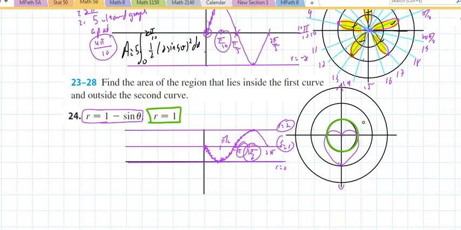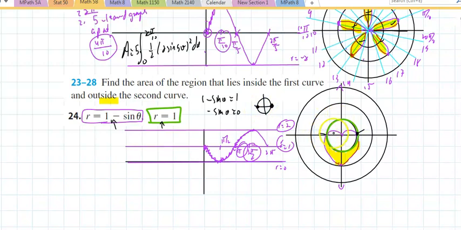Here it is. What this says is: find the area that is inside of the purple and outside of the green. So the common region is right there. Now I need to make sure where this touches. To find the intersection, I take 1 minus the sine of theta and set it equal to 1. That is when negative the sine of theta equals 0. Well, I know where the sine of theta equals 0. That is at 0, so I know that's a point of intersection, and at pi.